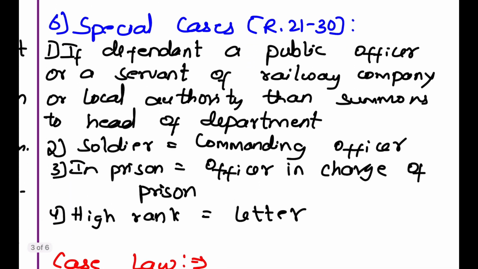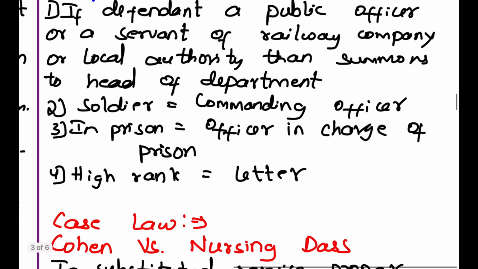Special cases of summons. If the defendant is a public officer or a servant of a railway company or local authority, then the summons is served to the head of that department. If the defendant is a soldier, then the summons is served to his commanding officer. If the defendant is in prison, then it is served to the officer in charge of that prison. And if the person is of a higher rank, then the summons is served by letter.